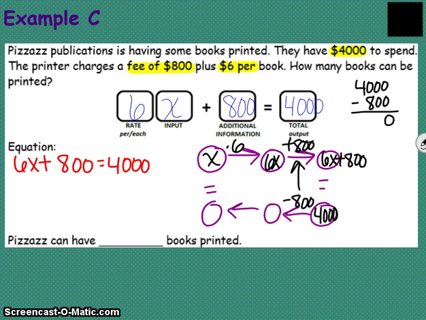0 minus 0 is 0. 0 minus 0 is 0. And then I have to borrow. This becomes a 3 and this becomes a 10. 10 minus 8 is 2. And then I bring down my 3. So I have 3,200. Then I look up here. The opposite of multiplying by 6 is to divide by 6. So I've got to do 3,200 and I've got to divide that by 6. So let's go ahead and do that.